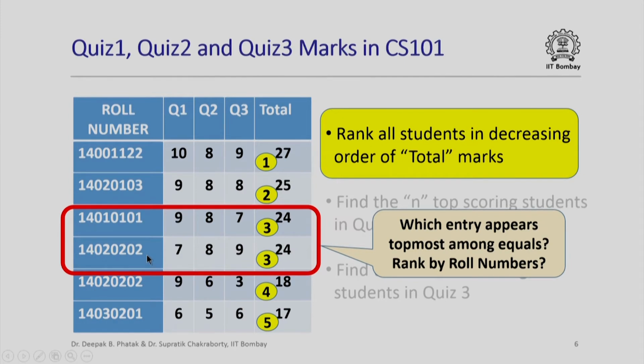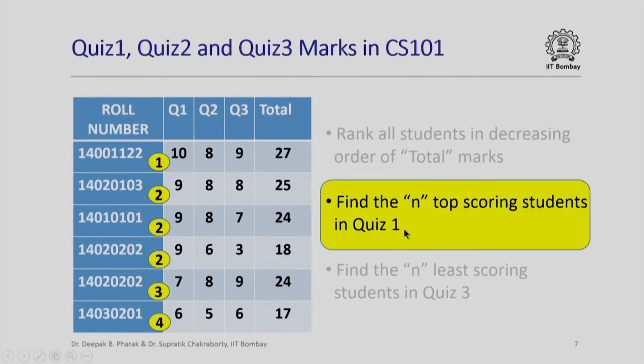So this could be one criterion, and if I use this criterion, I will get this ranked ordering of students with their total marks. If I am trying to find the n top scoring students in quiz 1, this is what I might get. Once again, there are 3 students who got the same marks in quiz 1, so they are all tied at the second position.